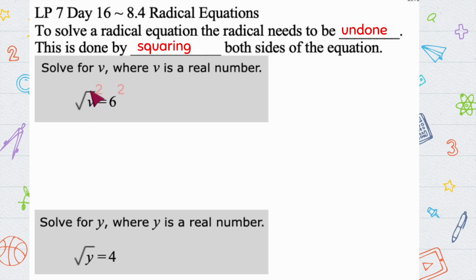Okay, so if I square both sides of the equation, and you need to make sure that the square root is all by itself in order for this to work, the radical squared is itself, and then 6 squared is 36. Remember, it's not 6 times 2, it's 6 times 6. And that's it. V has to be 36 in order to have a square root of 6.